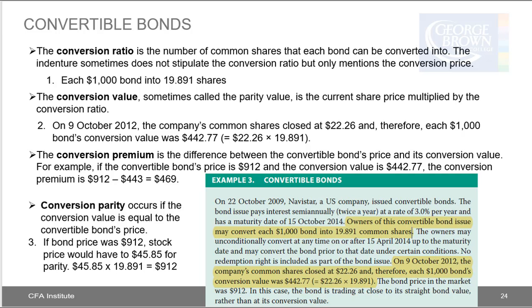So a little bit of terminology that you need to be familiar with regards to convertible bonds. Some of that can be tested in terms of, not having to make many calculations, but just understanding what the conversion ratio is, the conversion value, the conversion premium, and conversion parity, okay? And I find it helps by putting the terms here and looking at a concrete example.